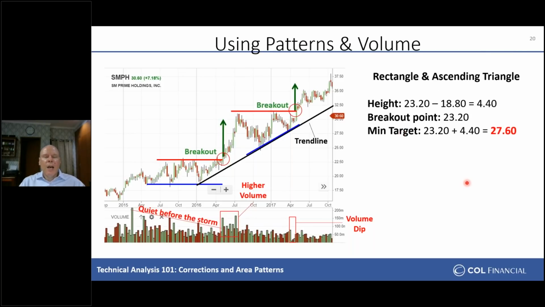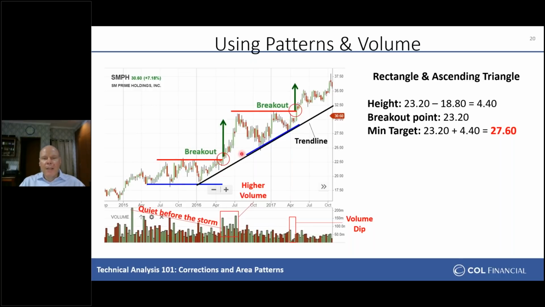All right, now let's do a little math along with this because we want to put a little bit more science in terms of projecting what my target will be in a breakout. So let's look at our first rectangular pattern over here. Now, let's look at the size, the vertical distance from the top to the bottom of this range.